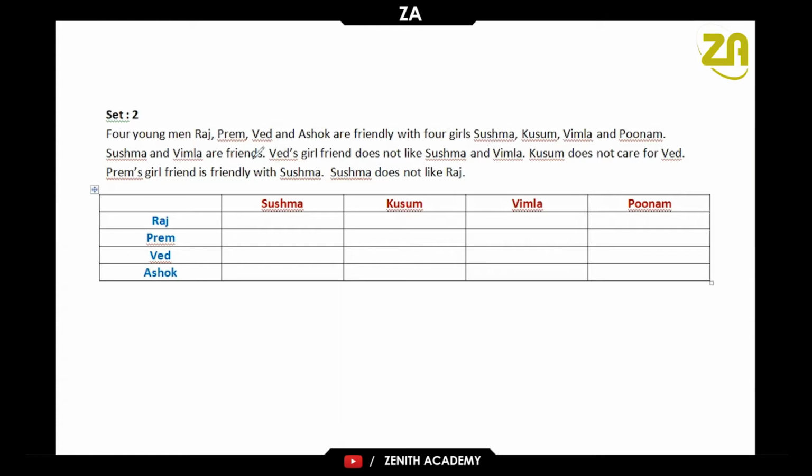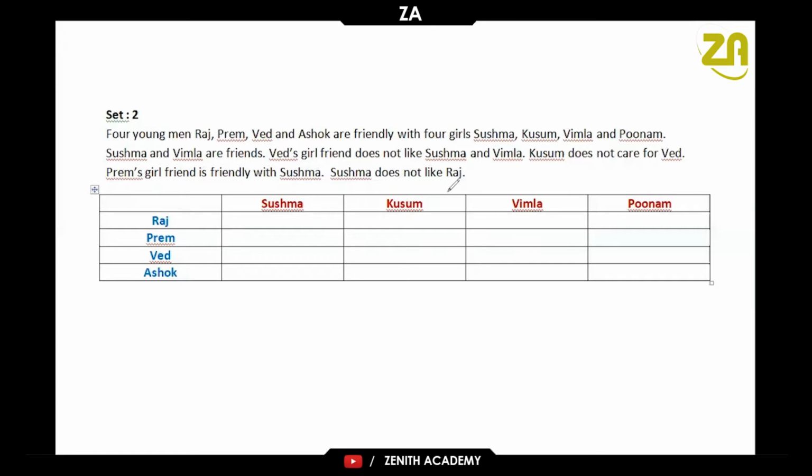Susma and Vimla are friends. Ved's girlfriend does not like Susma and Vimla. Kusum does not care for Ved. Prem's girlfriend is friendly with Susma. Susma does not like Raj.